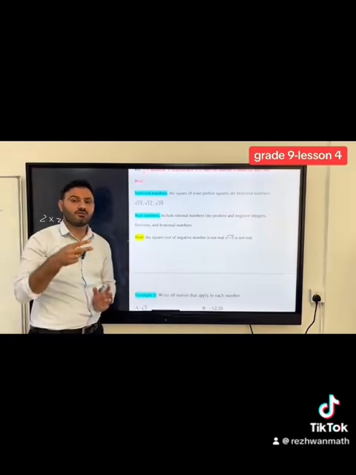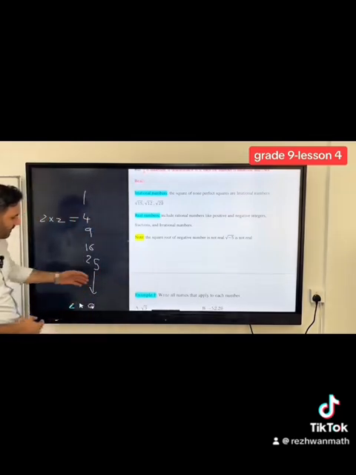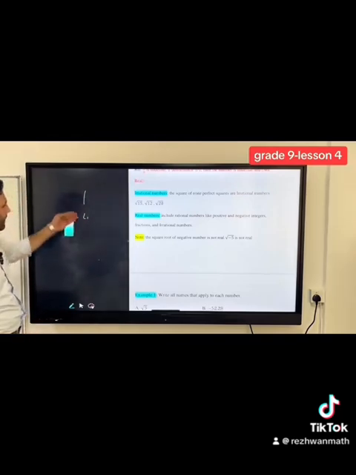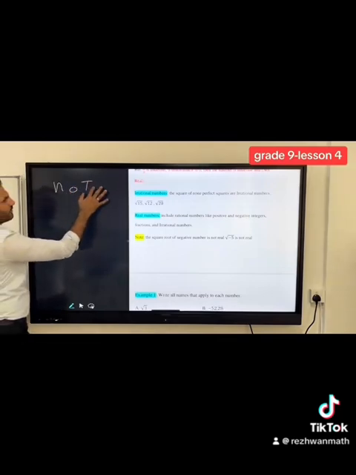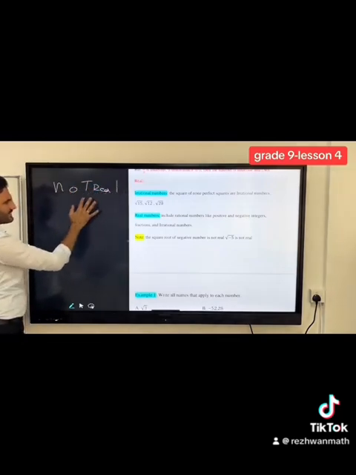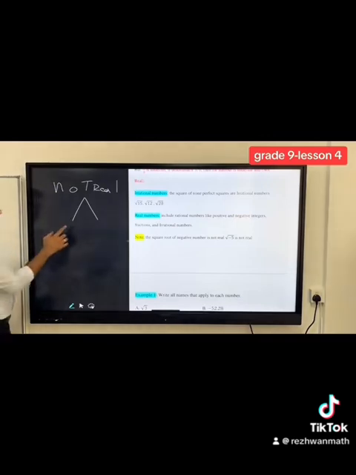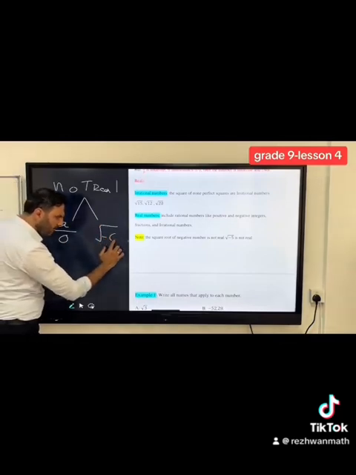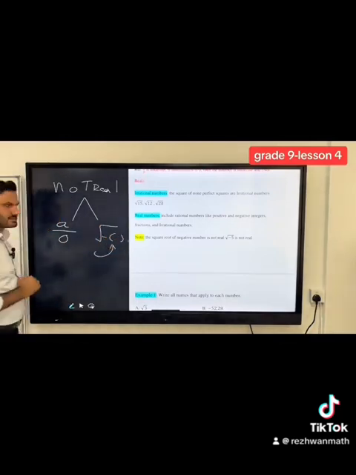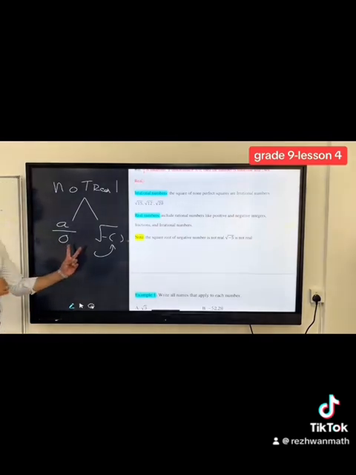Now, that's the second case of not real. For not real, we have two cases. One of them is if we have a number over 0; directly we say it's not real. And the second case is if we have a negative number inside the square root. These two cases are not real. It's so important that you have to know.